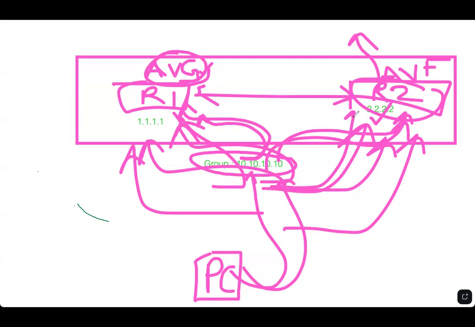How does the switch send the data to the router, guys? Based on the ARP table. ARP table, right? So when the switch is sending the data to the group address, the ARP table will point to the virtual MAC that is defined by the AVG.